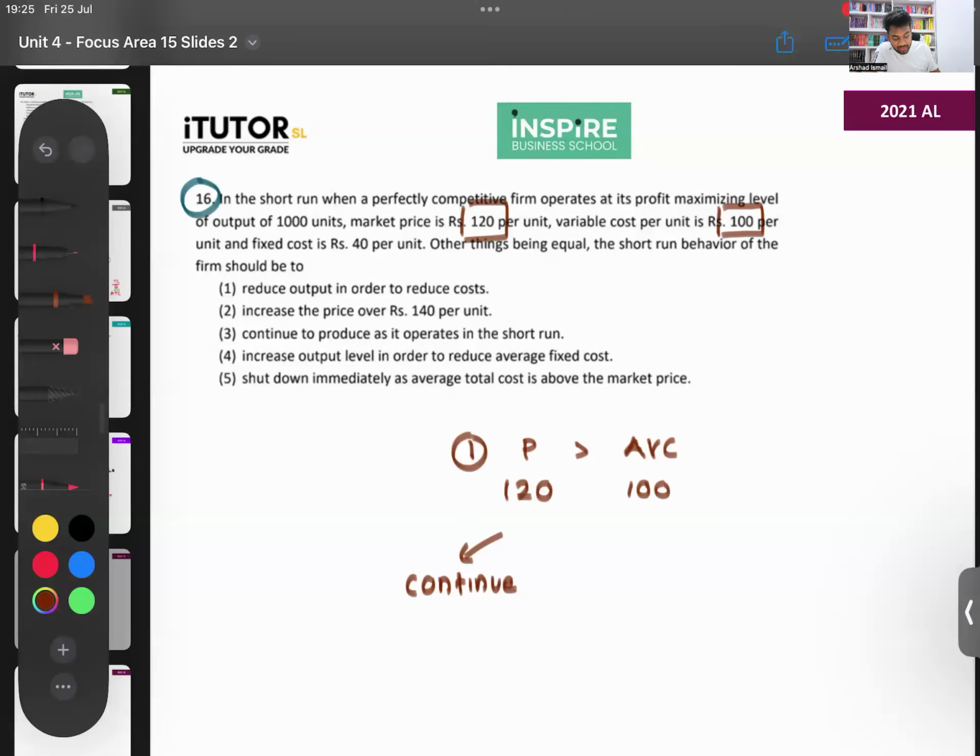If they are continuing production, now you have to check the second condition. You have to look at MR and MC. I taught you all this last week. So now compare MR and MC and tell me what's happened. The MR is the price. So MR is 120. How much is MC? Is there an MC here? How much is the MC?